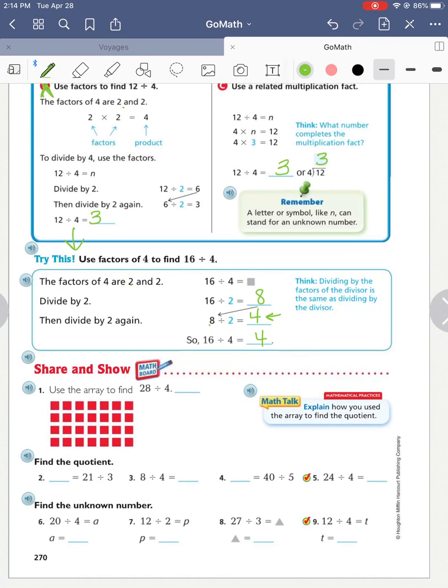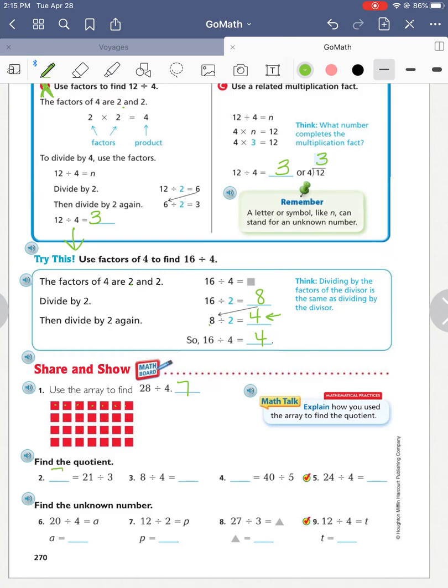Down here, we're just doing division problems by 4 and the other facts that we've already practiced in this chapter. So the first one is 28 divided by 4. You can think of your multiplication problem, or you can count the number of boxes in the row. There's 1, 2, 3, 4, 5, 6, 7. So 28 divided by 4 is 7.